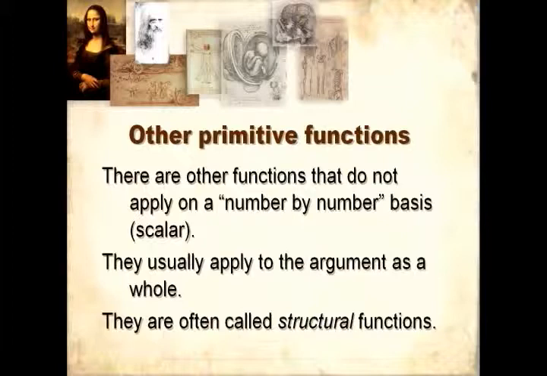There are many other primitive functions, and those functions do not apply on a number by number basis. They're not scalar functions. They usually apply to the argument as a whole. For example, we've seen reshape, which reshapes the entire argument to the right. So it doesn't apply 1 to 1. The left argument applies to the entire right argument. Those are often called structural functions.